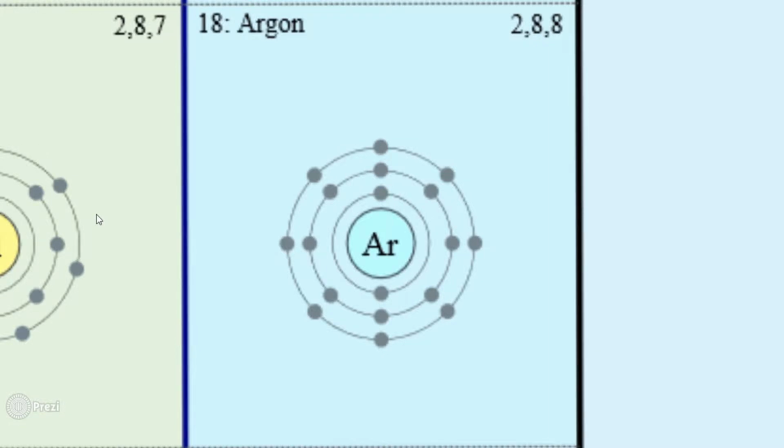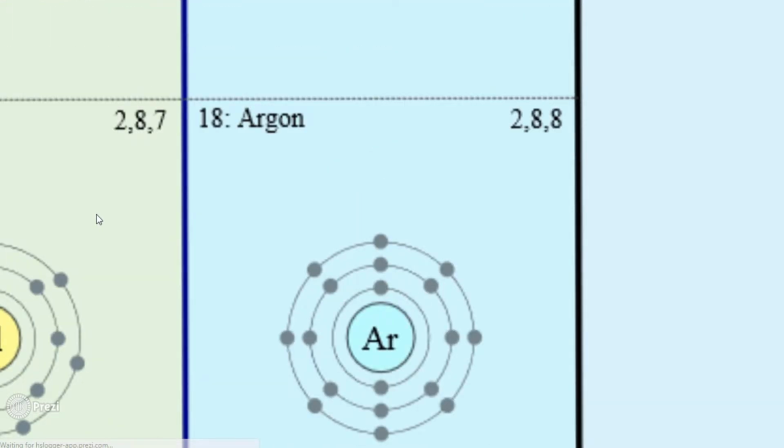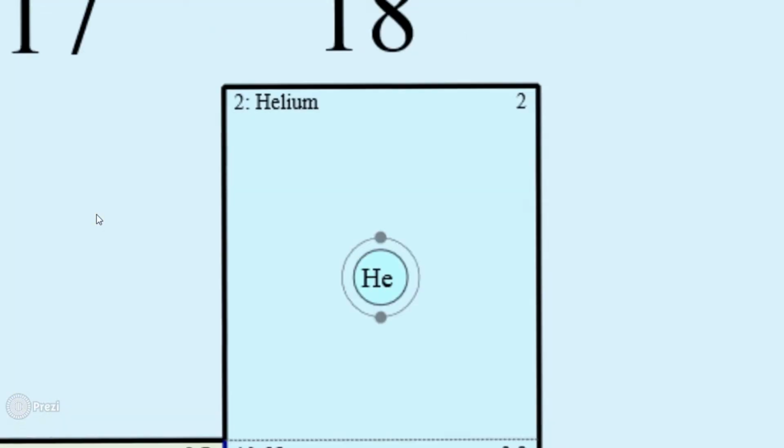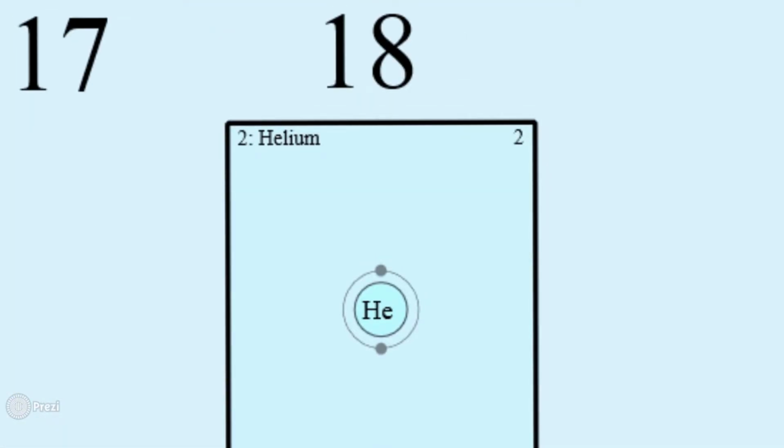Jumping down to argon, you can see that argon has 3 full shells. 2, 8, 8, and that adds up to 18 electrons. If an element has full outer shells, it is known as a noble gas. Argon, neon, and helium are 3 of those noble gases. They are all found in group 18, which is this number up here.